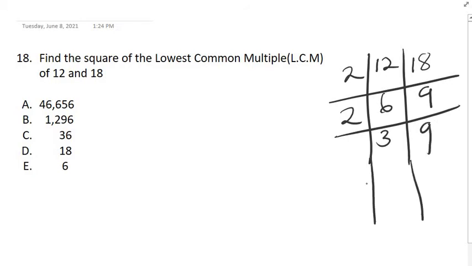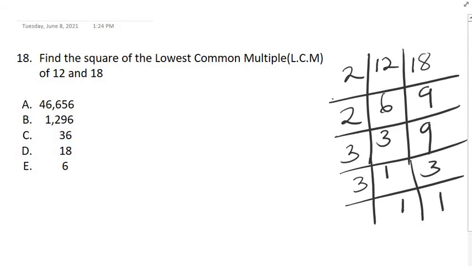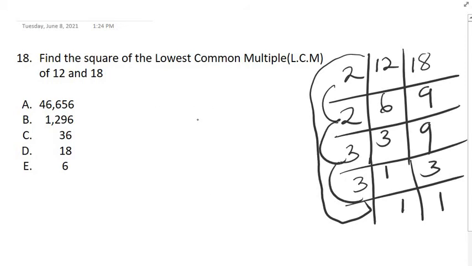Now 3 can go. 3 divided by 3, 1. 9 divided by 3, 3. 3 here, 1, 1. So we multiply this. 2 times 2 is 4. 4 times 3, 12. 12 times 3 is 36. The LCM is 36. They said find the square, so we need to look for the square of 36. It simply means 36 times 36. You multiply the number by itself to get the square.